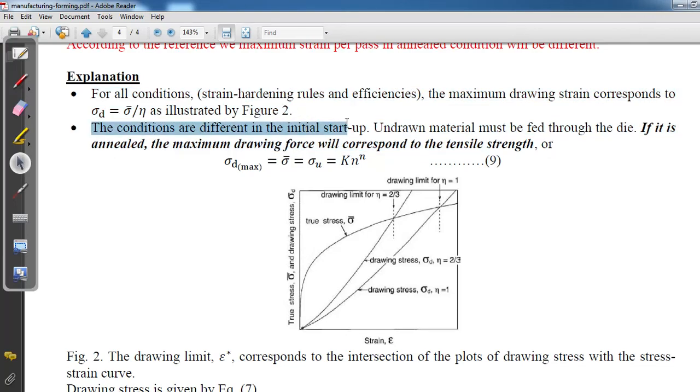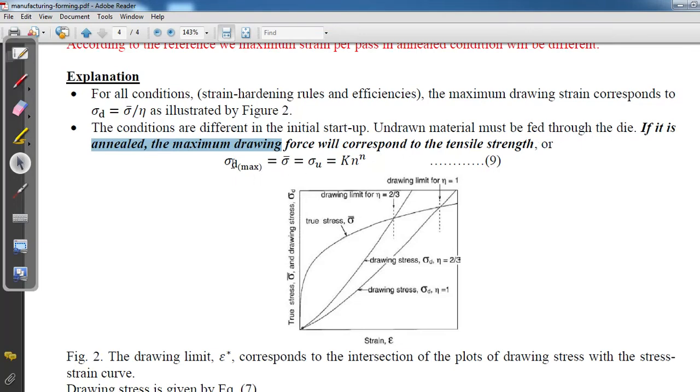The conditions are different at initial startup, meaning when you are initially starting before the drawing. So undrawn material must be fed through the die, because we know that intermediate annealing is performed, but here it is not saying about intermediate annealing. Before drawing, when you are feeding the material in the die, then only if it is annealed, then the maximum drawing force will correspond to tensile strength. It will directly correspond to tensile. This exact line is written.